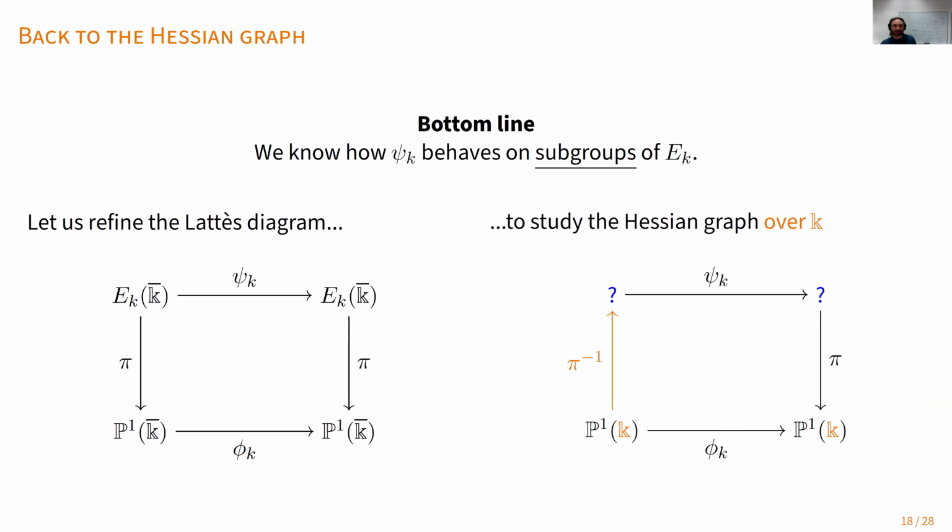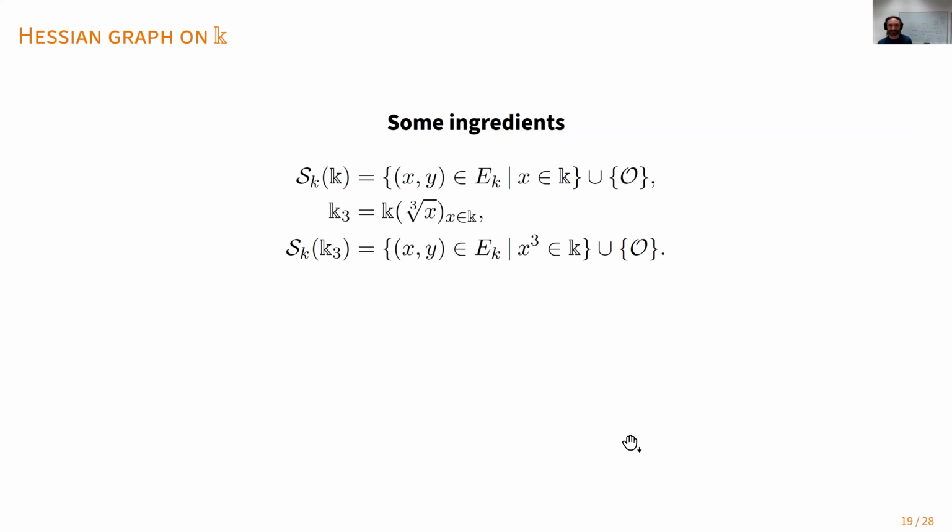Okay. So this motivates us to define these sets, which are unsurprisingly candidates to be the pre-image of P in both cases. The first one is the set of points on the elliptic curve whose first entry belongs to the field you want to consider. And the second, SK, is just the elements of the elliptic curve whose cube of the first entry belongs to the field we want to study.